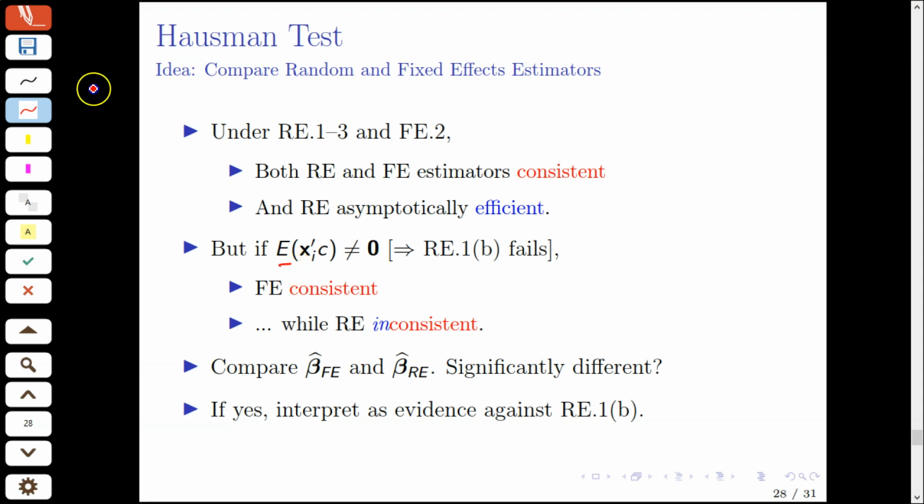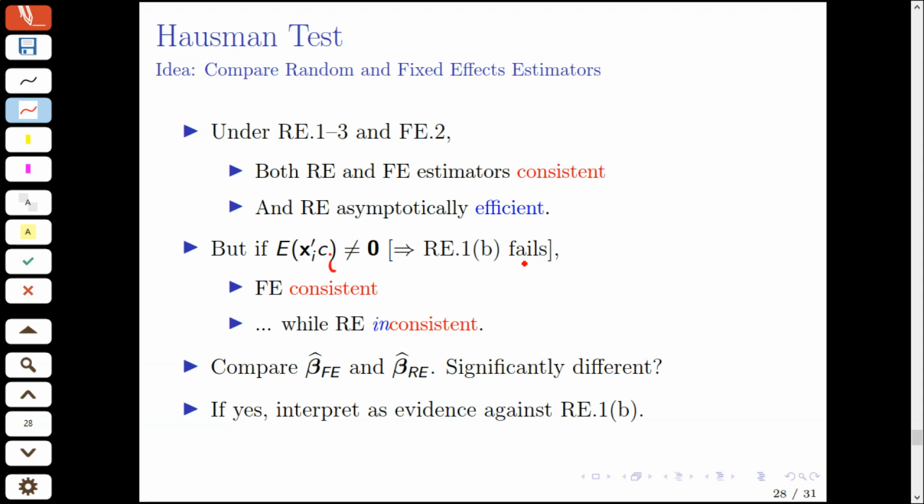However, if the individual effect, Ci, correlates with any of the regressors in any time period, implying that the second part of the first random effects assumption fails, then the fixed effects estimator remains consistent, but the random effects estimator is not.